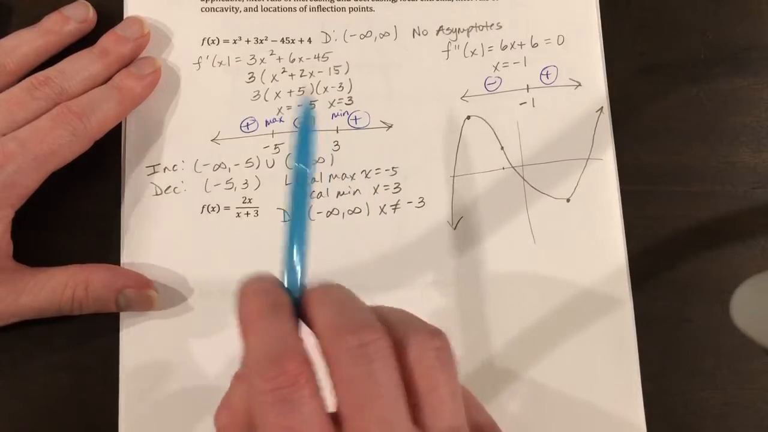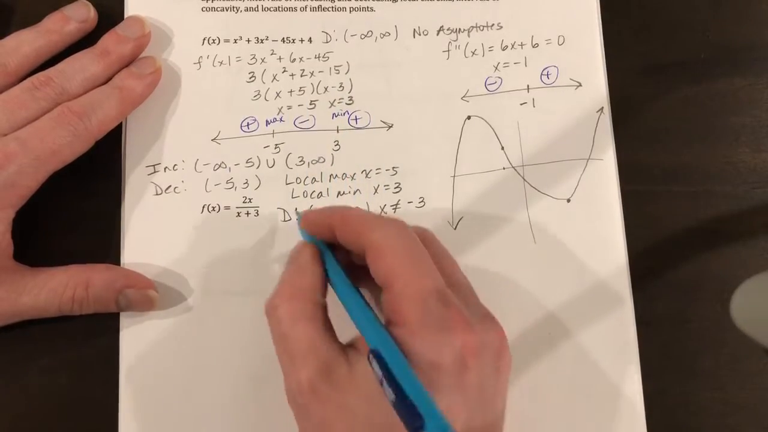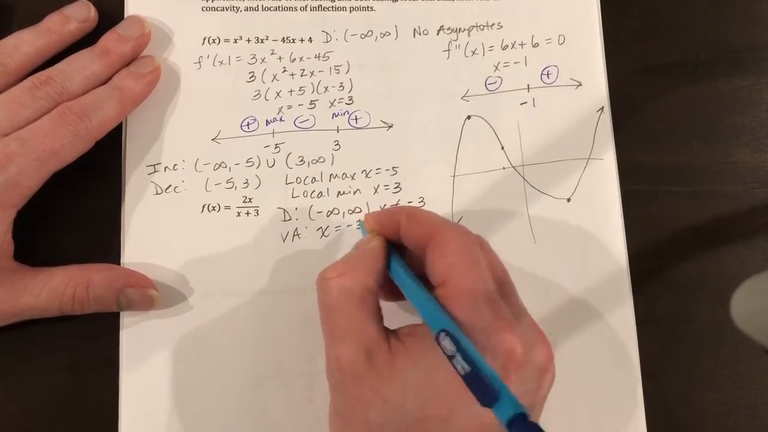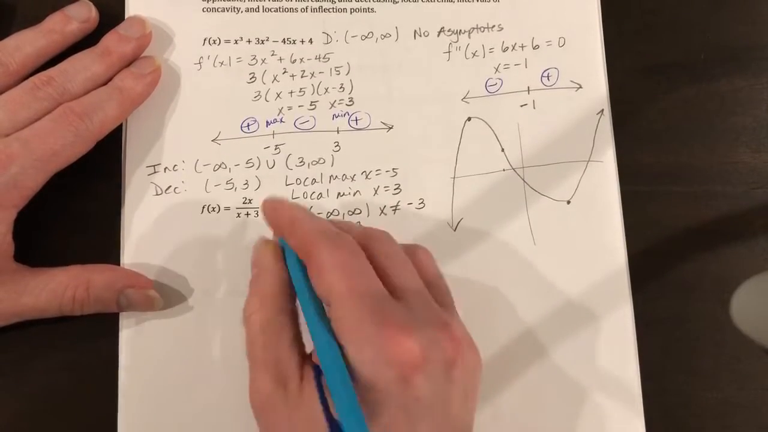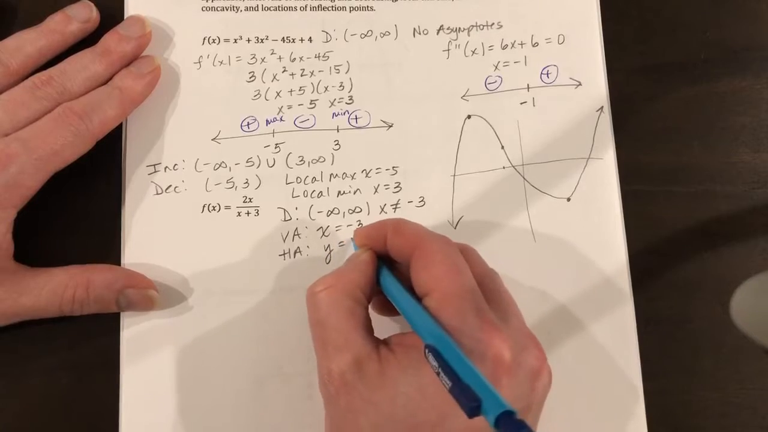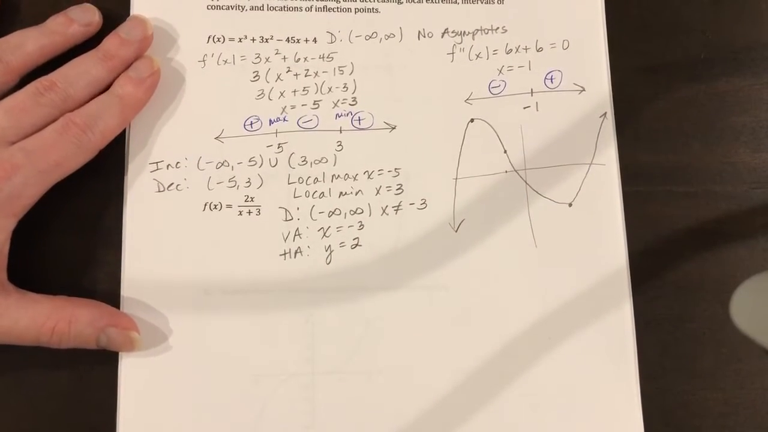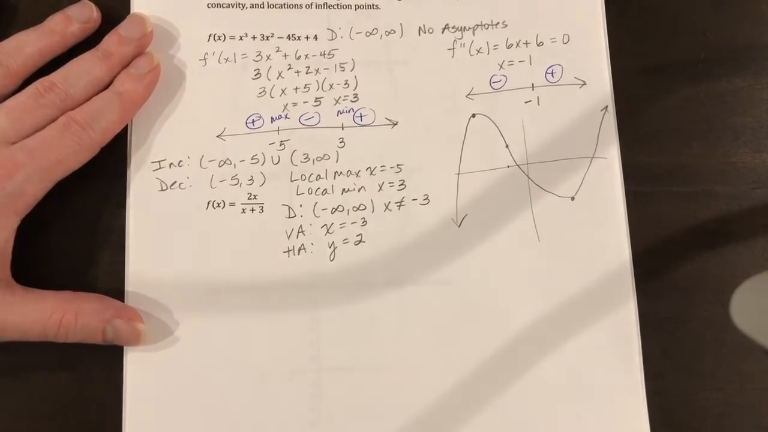It says, let's find our asymptotes. Vertical asymptote is x is equal to -3. You're going to have a horizontal asymptote at y is equal to 2, or the end behavior. You've seen some of that on previous sets. The end behavior is going to be the limit as it goes to infinity.